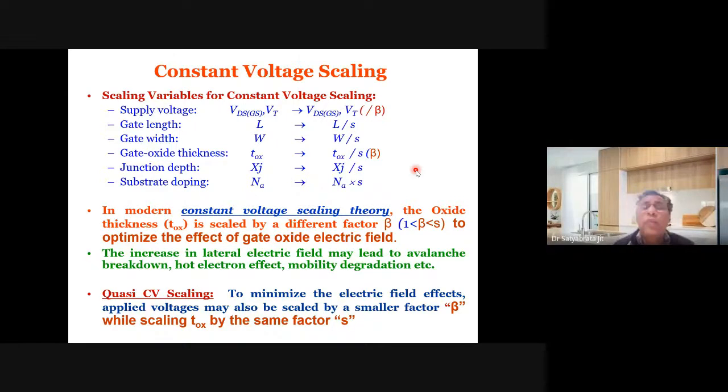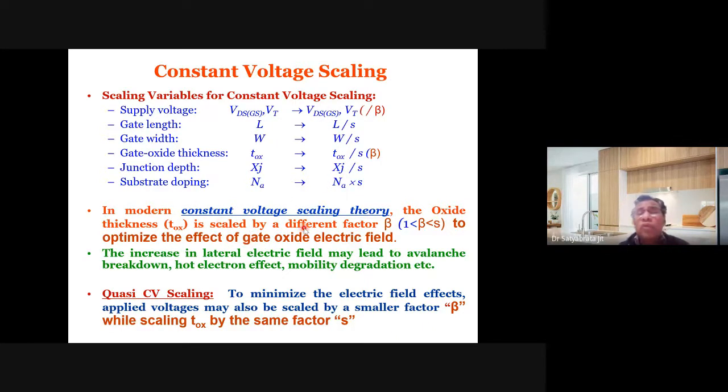Now the problem here was that since V was fixed, with no change, but the length was reduced, the electric field became very high. Because of the high electric field, there were several other effects. So to minimize these, what was done? Another scaling was introduced.